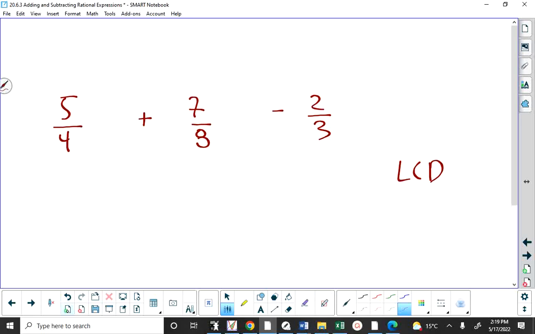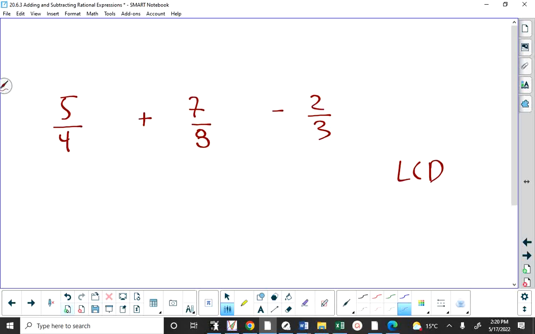I'm looking for a number that we can arrive at for all 3 of these denominators, 4, 8, and 3, by multiplying the old denominators by some numbers to get the new denominator. But how many of you were taught this trick, that you could go 4 times 8 times 3 and use that as a denominator? Don't. You do that with rational expressions and you are digging yourself a very deep hole. So I'm going to leave that question in your mind for a minute.